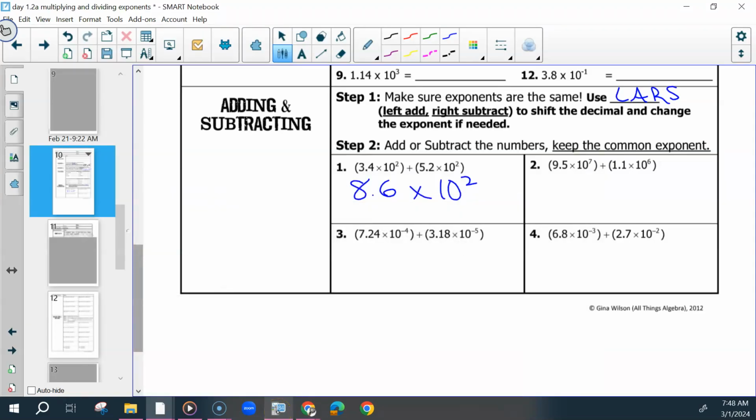But if we have a different exponent, in order to combine these, think about combining like terms, you have to have the same exponent. So you have to change one of them. It does not matter which one. But by changing the exponent, you change the decimal. So let's say we wanted to make this 6 instead of 7. For it to go down, we'd be subtracting. So we're going to move the decimal place to the right.